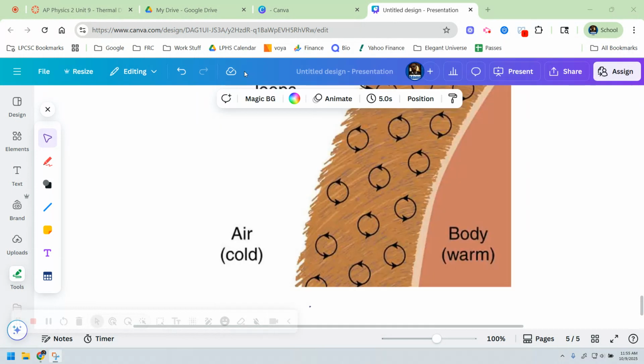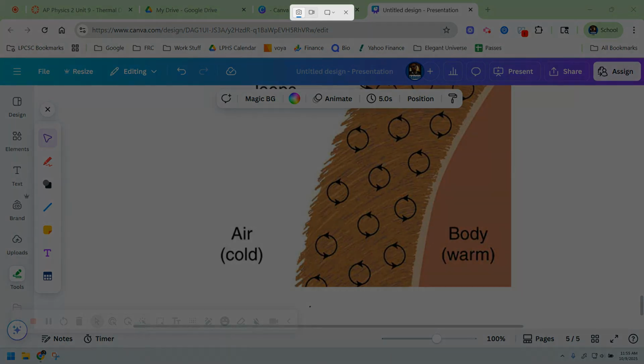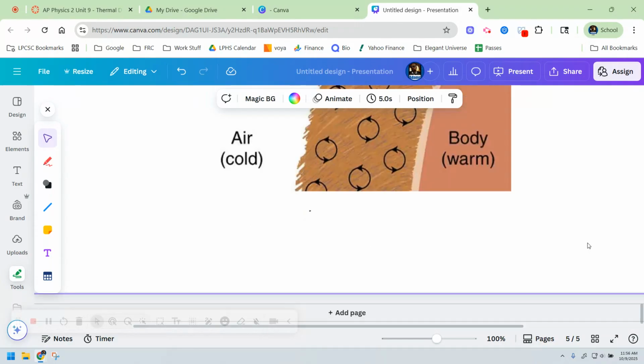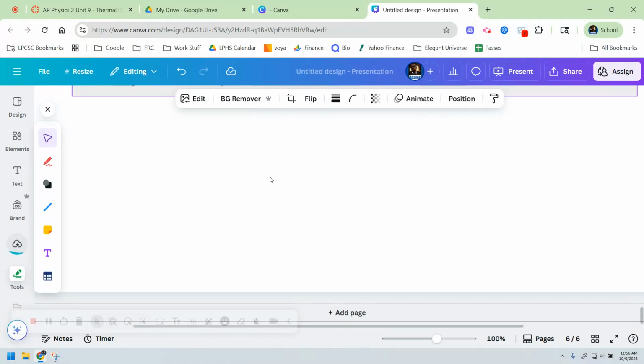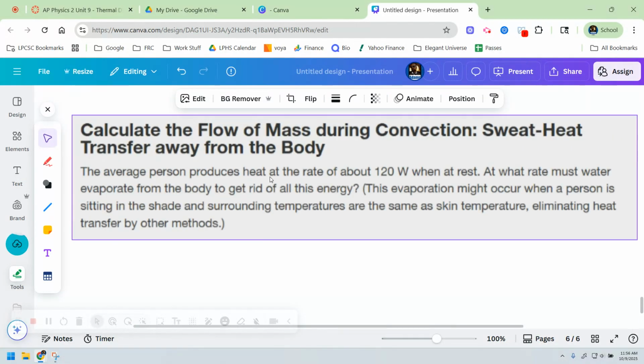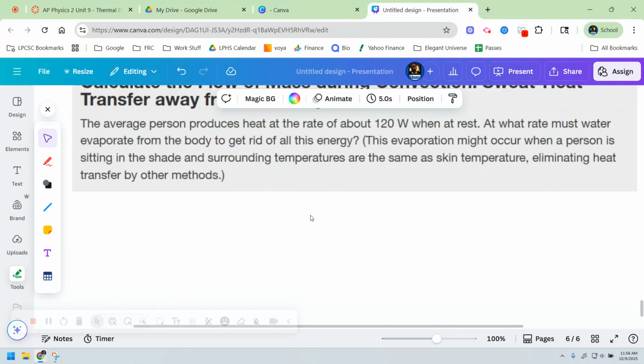So let's use an example, pulling numbers from the chart and all that stuff. So one more example for convection. And really notice there wasn't a new formula per se. The applications are different, using the formulas that we've had in the past. So the average person produces heat at a rate of about 120 watts when at rest. At what rate must water evaporate from the body to get rid of this energy?